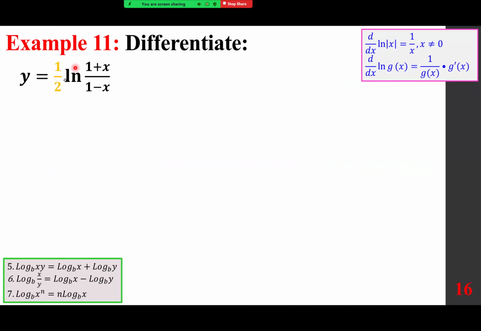Example 11, differentiate y equals 1/2 ln of 1 plus x over 1 minus x. Definitely we have to decompose it, otherwise it becomes extremely involved. So this piece becomes ln of the top minus ln of the bottom. We are using the quotient rule. So 1/2 remains. This is ln of 1 plus x minus ln of 1 minus x. This is intermediate algebra, pretty straightforward, everybody.